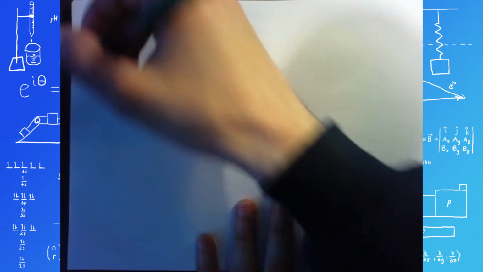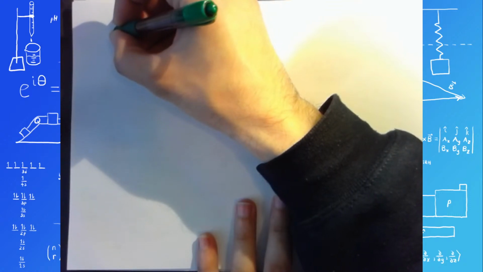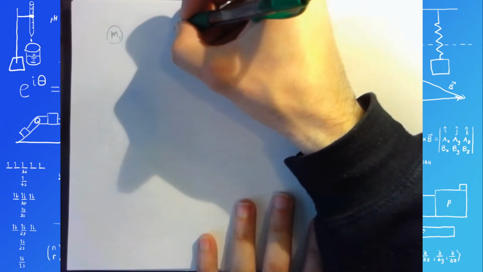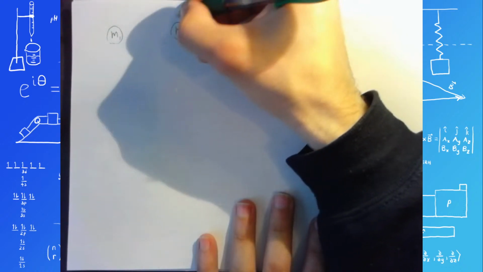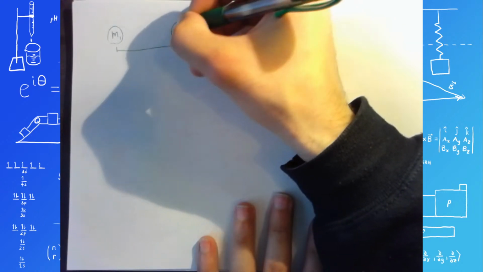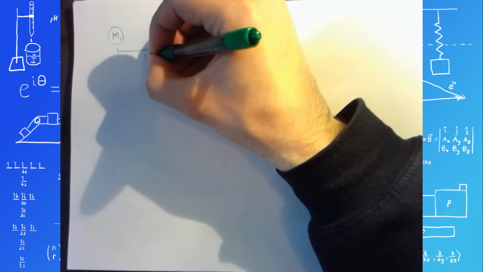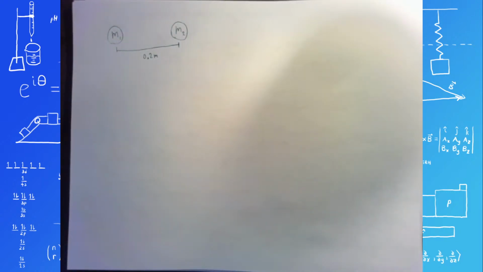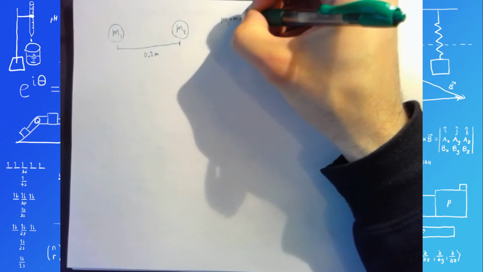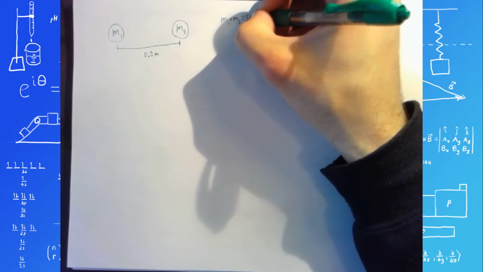So we have 2 objects. We don't know their individual masses. I'm just going to call them M1 and M2. They are separated by 20 centimeters, or 0.2 if you convert that to meters. Their total mass is 5 kilograms, so M1 plus M2 is equal to 5 kilograms.